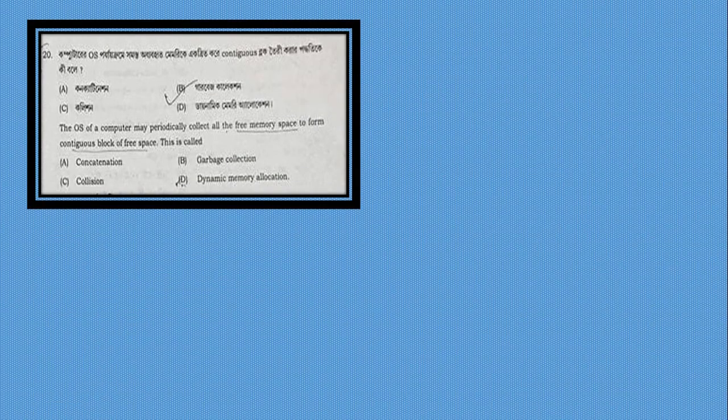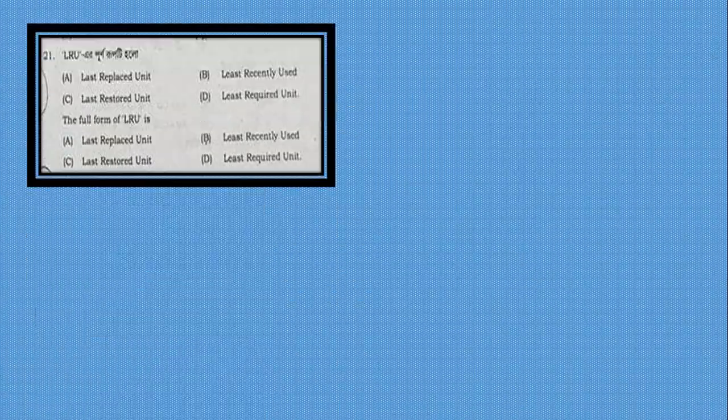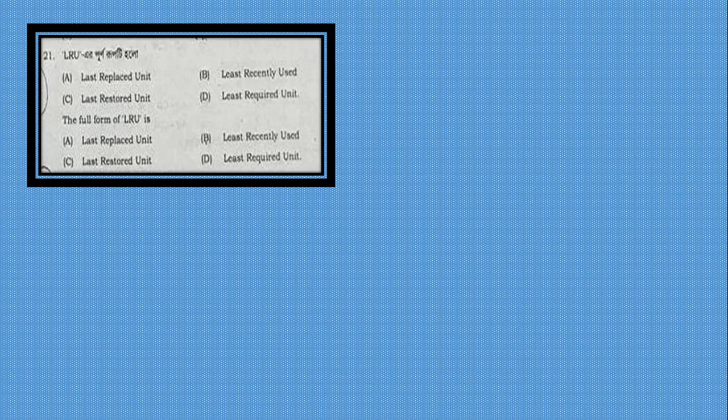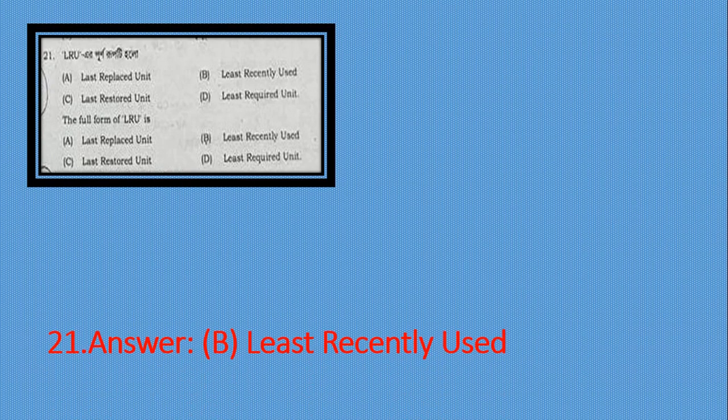Question number 20. The OS of a computer may periodically collect all the free memory space to form a contiguous block of free space. This is called, obviously, garbage collection. The full form of LRU, least recently used, option B.